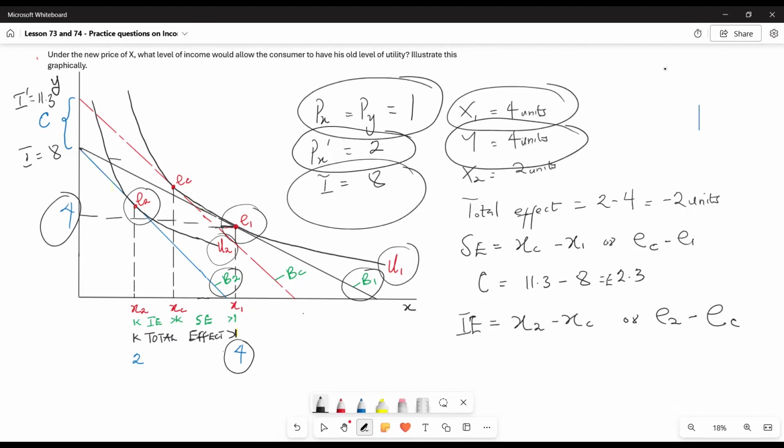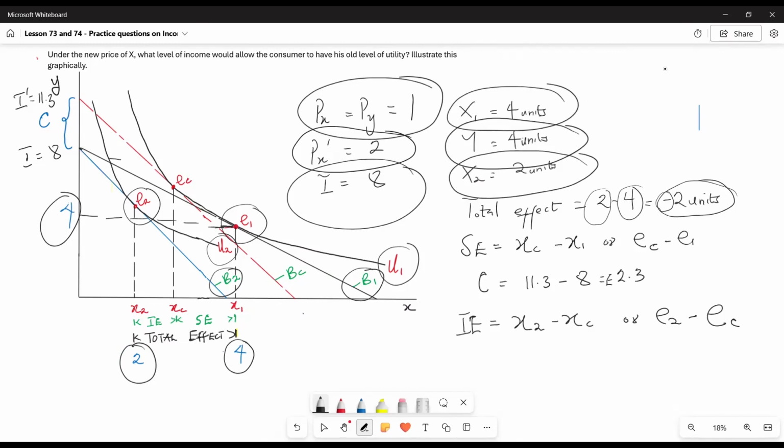At her new equilibrium bundle, the quantity demand of good X reduced to 2. So we note this as X2 being equal to 2 units. The total effect of the increase in the price of good X is 2, which is the new demand minus old demand, which is minus 2. So the minus simply means that an increase in price has reduced the demand of the good.